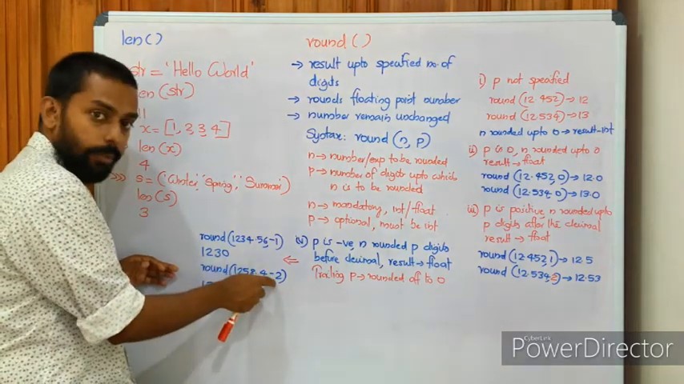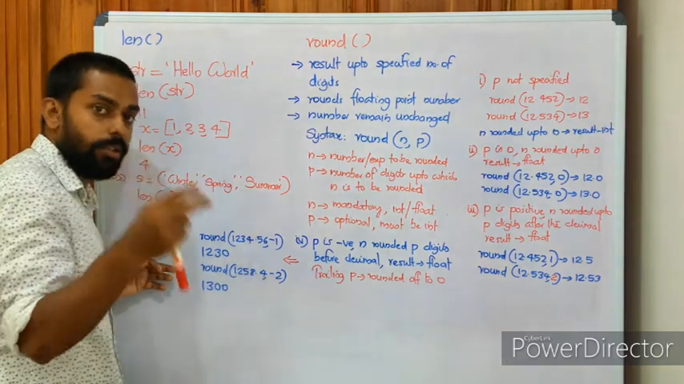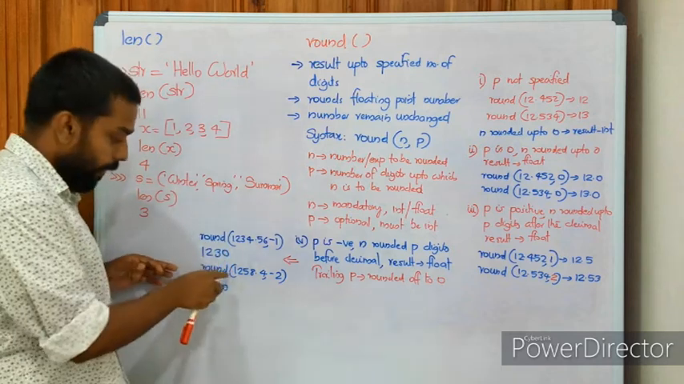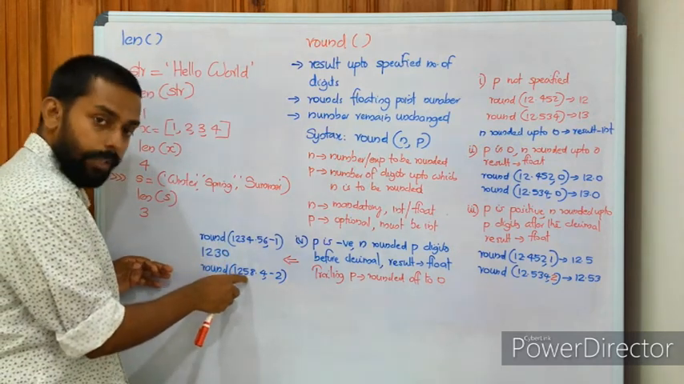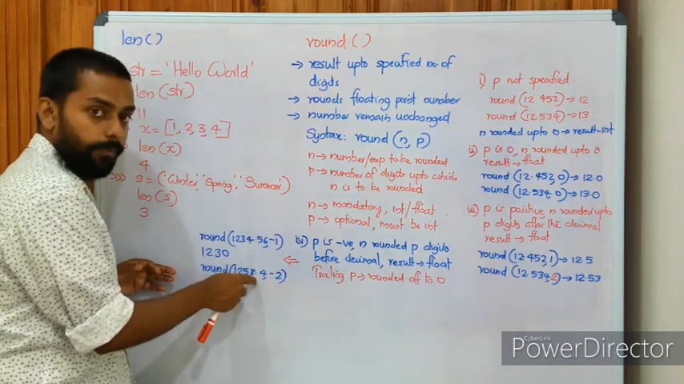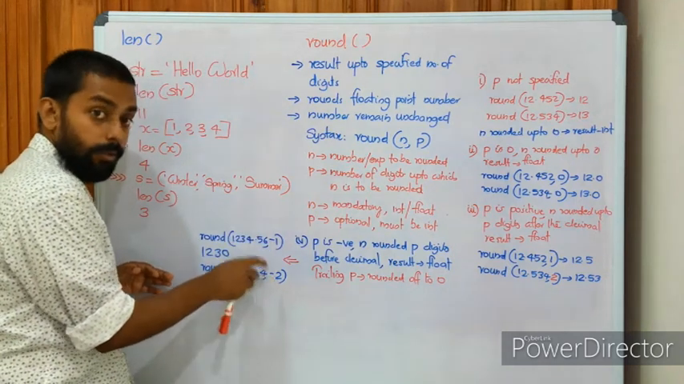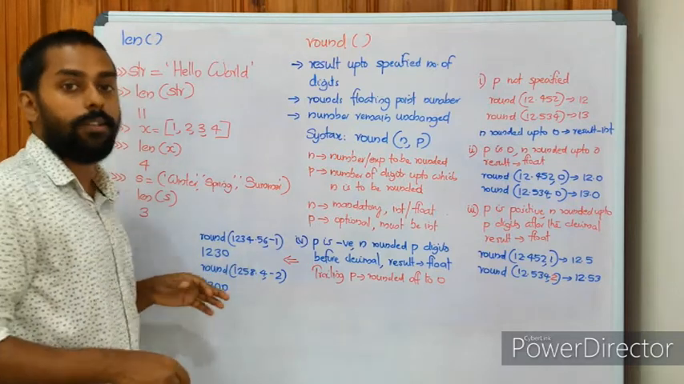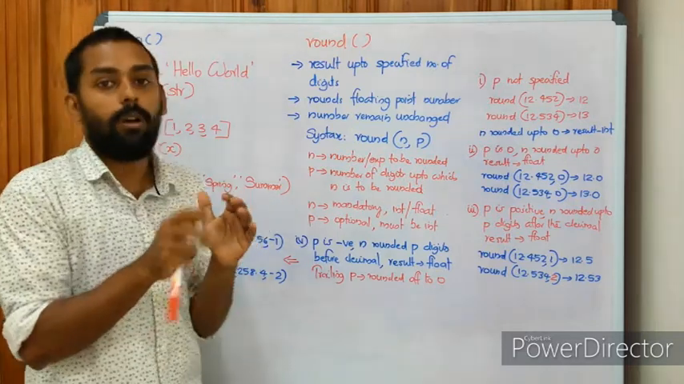Then minus 2, there will be 2 digits into consideration before the decimal point, that is 1 2. After that it is 5, so 2 will be rounded off to 3, so 1 3 0 0, because the value of p is minus 2, so 1 3 0 0. So this is how a round function works.